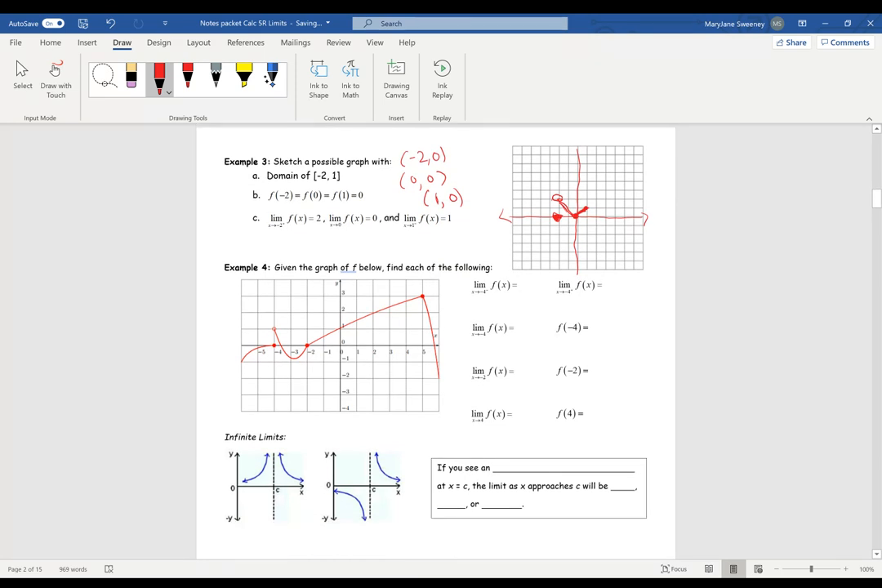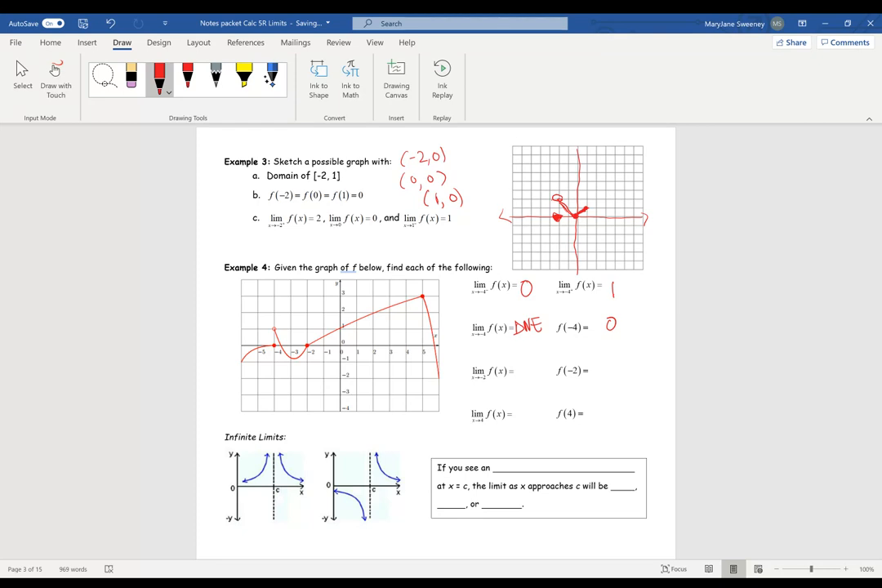Given the graph below, find each of the following. Limit of f of x as x approaches -4 from the left. Coming from the left, moving right, that would be 0. From the right at -4, tracing the graph, we're going up to 1. That means the limit at -4 does not exist because from the left and from the right were not the same. f of -4 is the exact y value when x is -4.